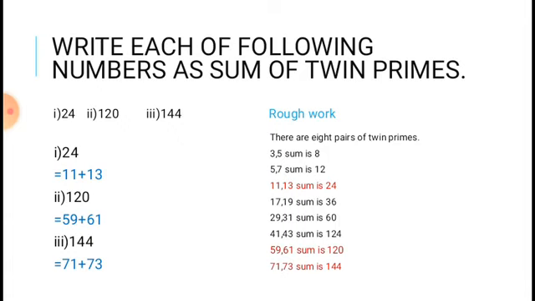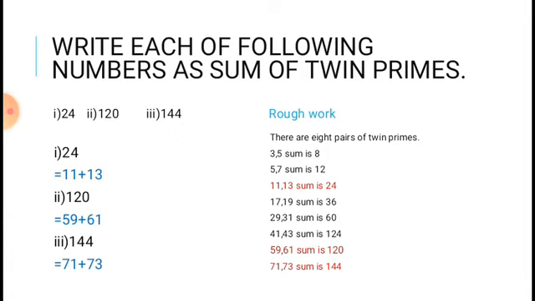Students, let us move towards our question. The question is, write each of the following numbers as sum of twin primes. This question has three parts. First part is 24, second is 120, and third is 144.